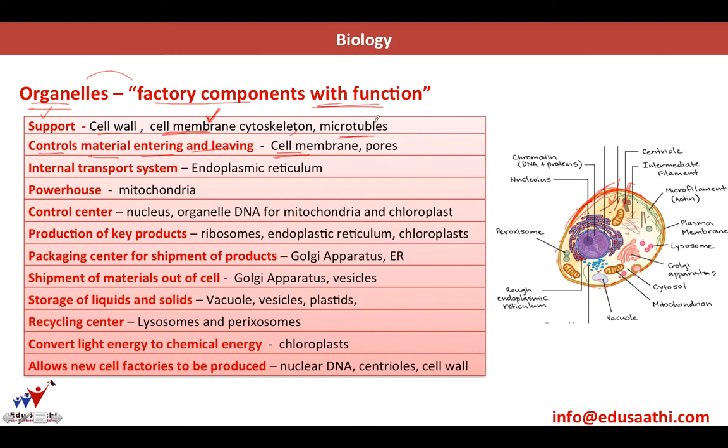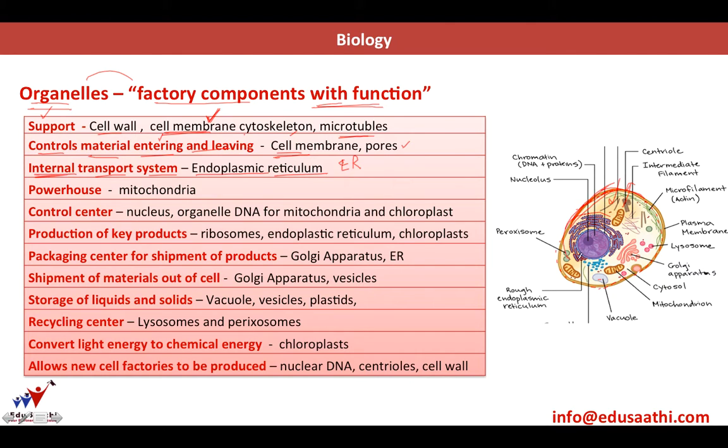So the cell pores also are there for the same purpose. They control the material entering and leaving the cell. Now once the material has entered inside the cell, there is a membrane network of tubules which internally transports them, and they are known as endoplasmic reticulum, also known as ER. So it's a network of tubules which is found inside. This is what you can look at.